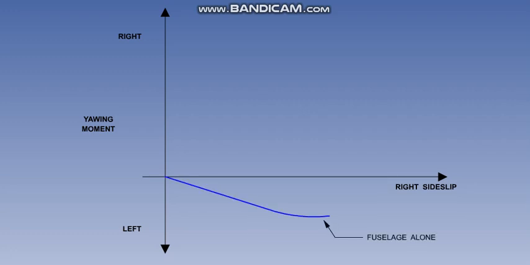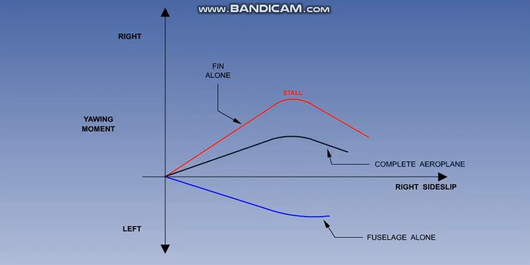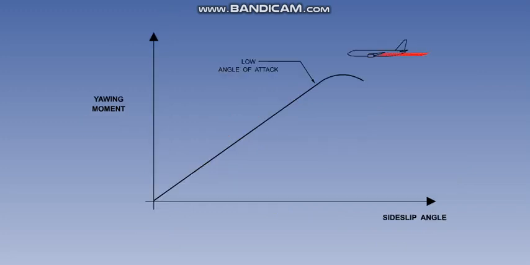To review the makeup of directional static stability, we can see that the fuselage is destabilizing. The fin alone is very stabilizing, but has a limited maximum side slip angle because of the possibility of fin stall. The complete aeroplane has directional static stability, which can be restricted by the stall angle of the fin. The addition of a dorsal fin can retain acceptable directional stability, and it reduces the likelihood of fin stall during normal operations. The final thing to consider is the purpose of the ventral fin.